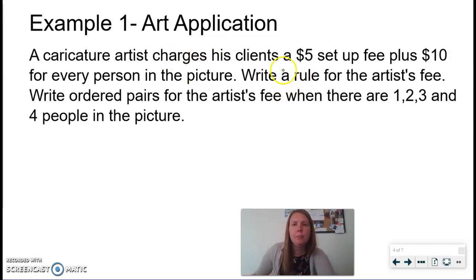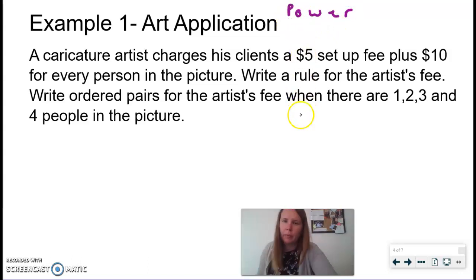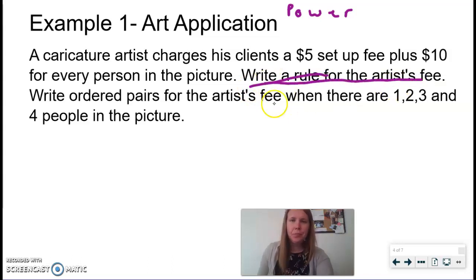So let's think about our power math again. This is something I want to be practicing with you. So P is your problem. So you look and you find the actual problem within here because word problems are very messy. So the actual problem or direction is write a rule for the artist's fee. And then also write ordered pairs. So that is also part of your rule, okay?